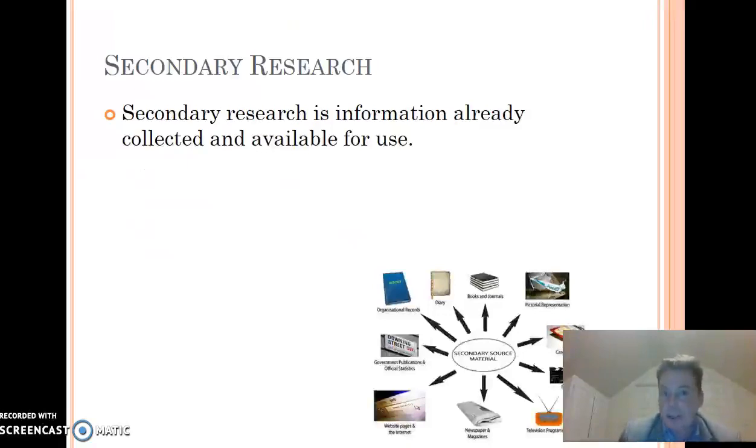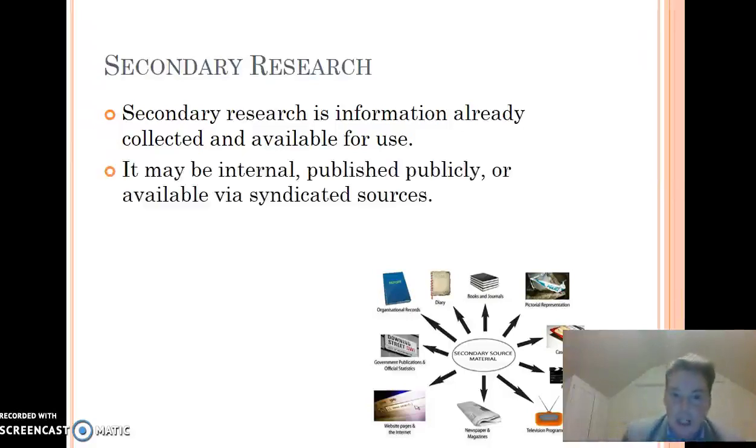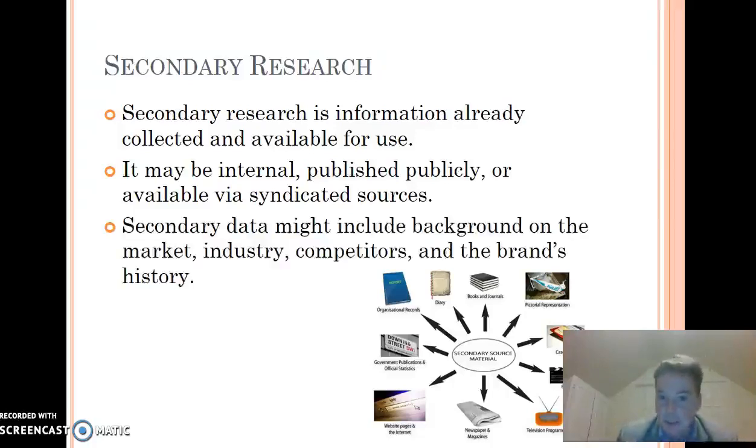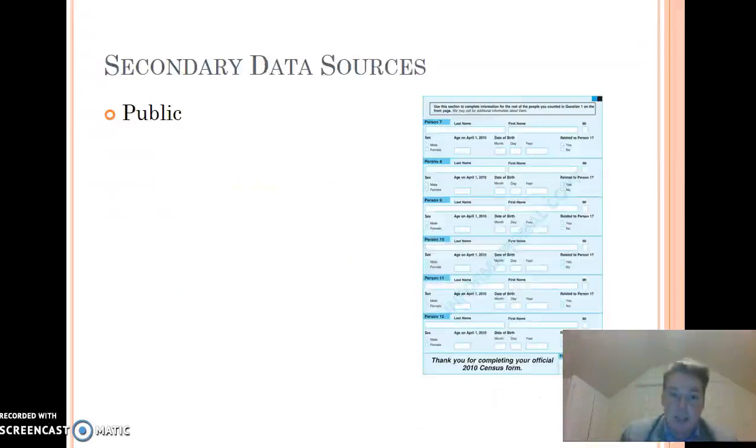So that secondary research data is already available. It might be organizational records, books, Central Statistics Office figures, websites, a whole range of information that's already available. Might be internal to the organization, but it could be publicly published or available by syndicated sources who make data available to people. So you could have information about the industry you're in and competitors, brand history, all sorts of information that people have gathered.